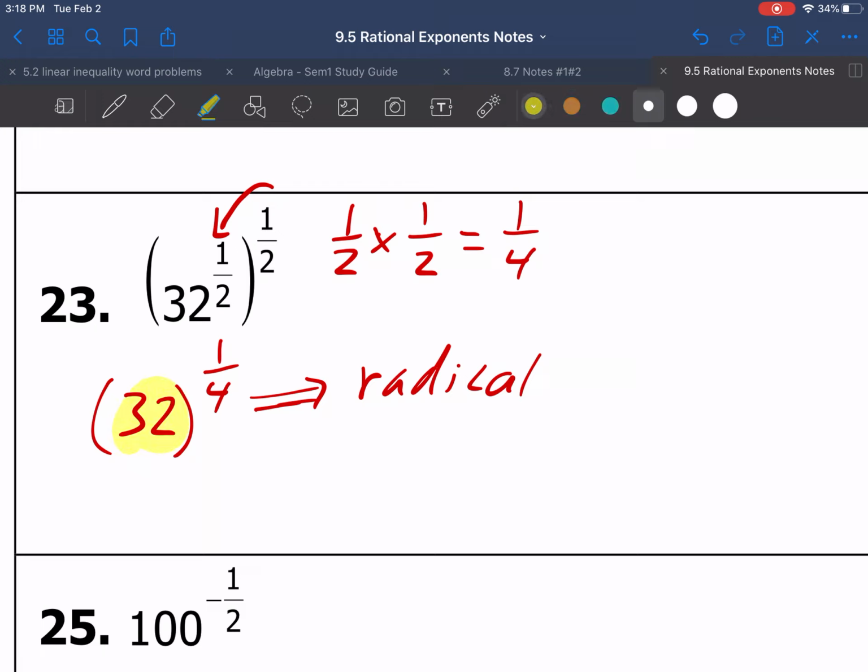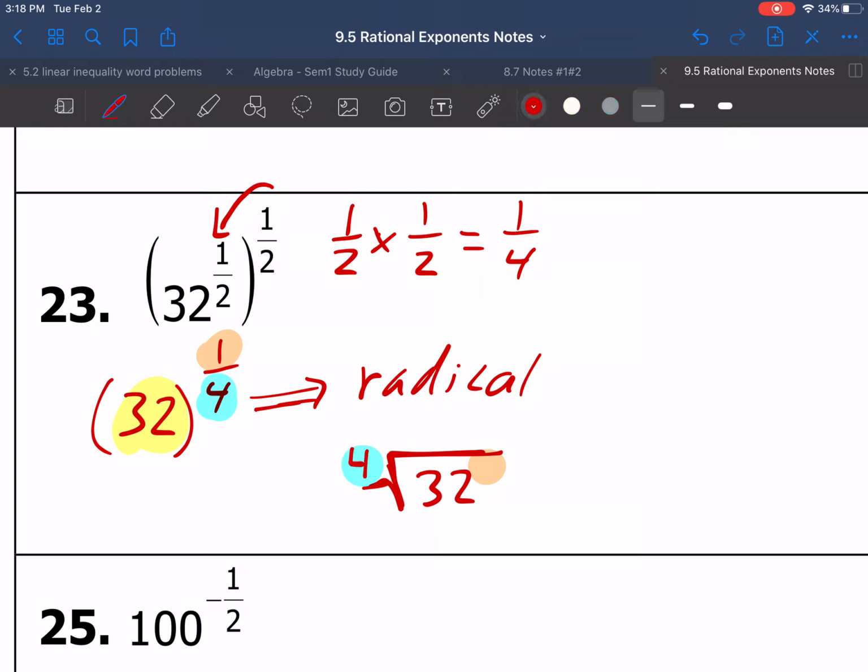So let me build a radical for us real quick. Build your radical. Put your 32 inside. And then, like we've seen now, your bottom can go right here, and your top can go right here. That's kind of the way it goes, right?